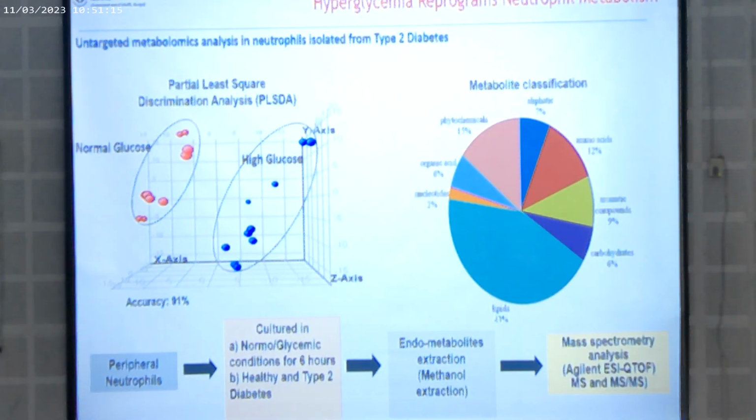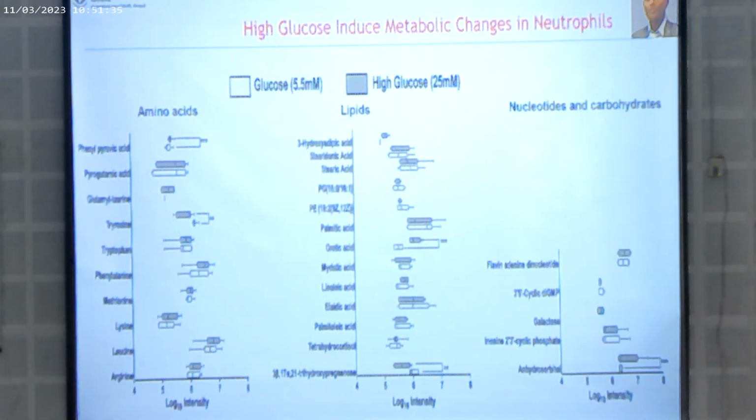To understand what is going on in the metabolism of the neutrophils, we isolated neutrophils from normal individuals and also diabetic individuals. We did two types of metabolomics analysis. First, we cultured neutrophils in high glucose for 30 minutes to 3 hours, I think, and then did a metabolomics analysis. In another setup, we took neutrophils from the diabetic individuals themselves and did the metabolomics analysis.